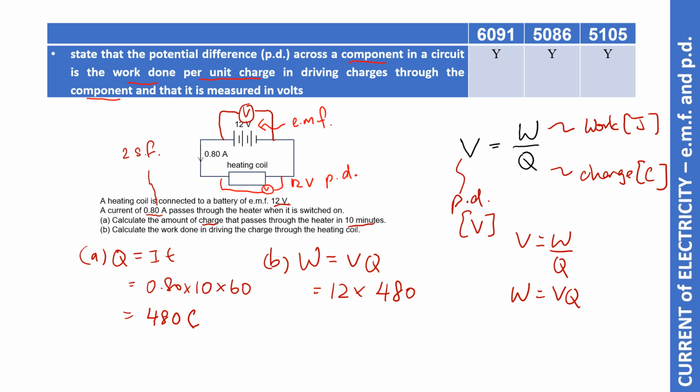We have 12 times 480, you get 5760 joules. But since the question is using two significant figures, we will reduce it to 2SF.